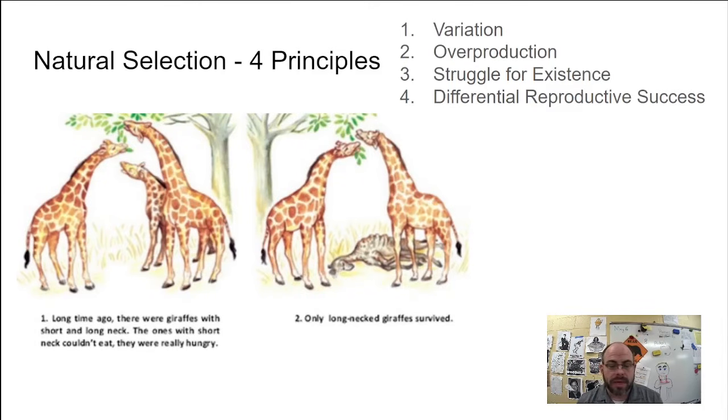Well, why? Well, first is variation. There's variation in the population. There's short necks and long necks. That is variation. Where does this variation come from? Sexual reproduction, mutation. It could come from lots of things, right?